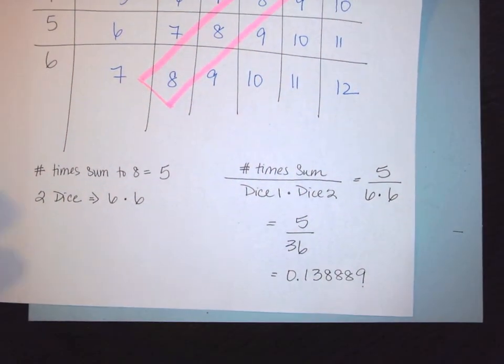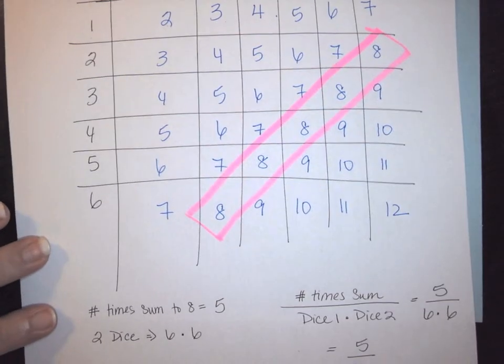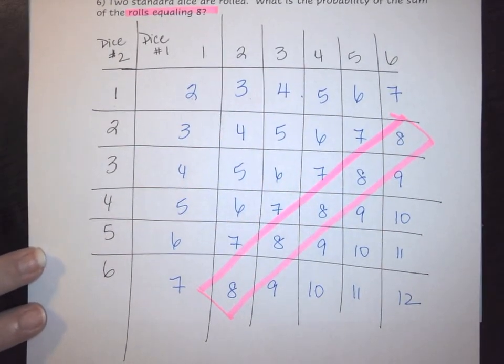So there you have it. You have 6 different examples, all dealing with classical probability.